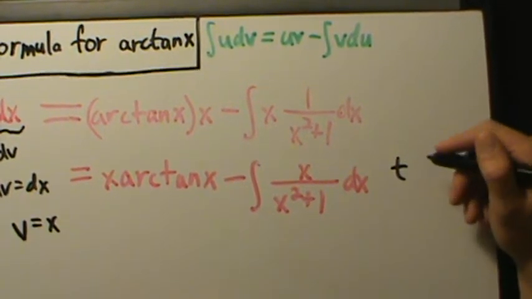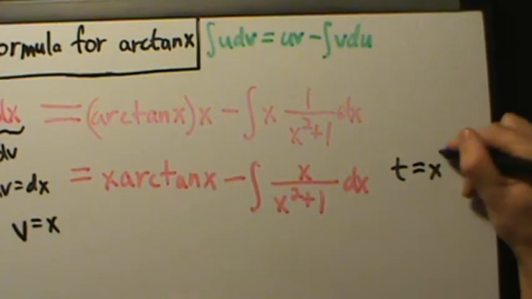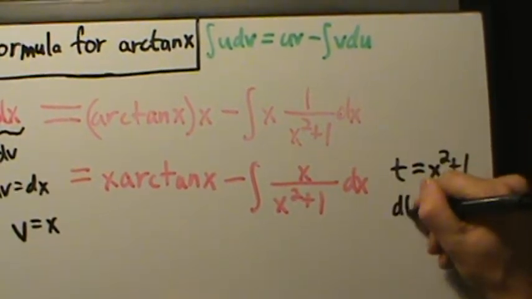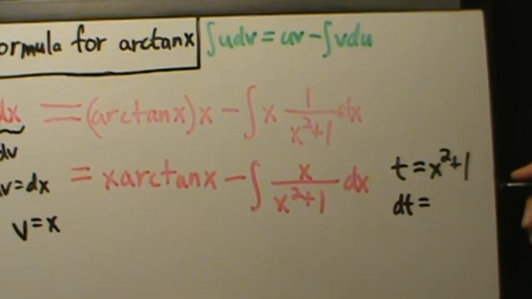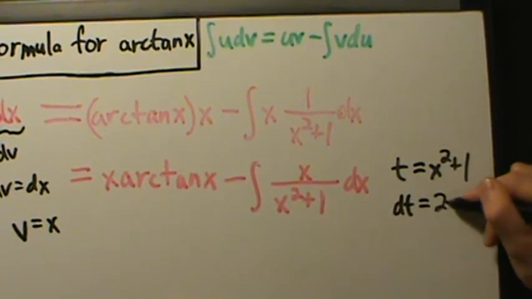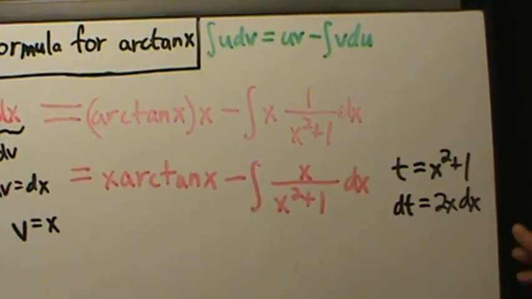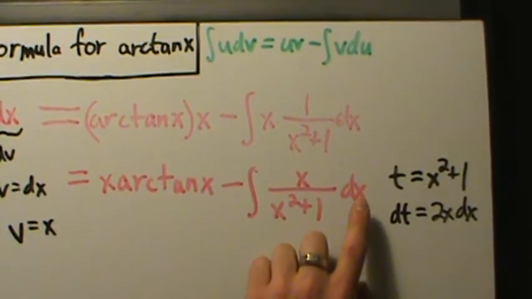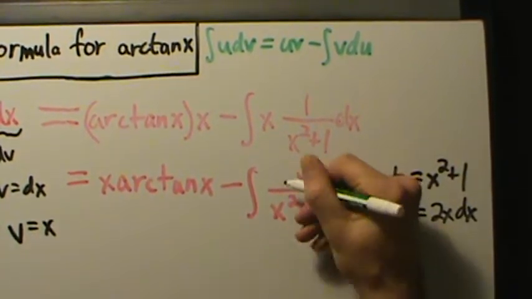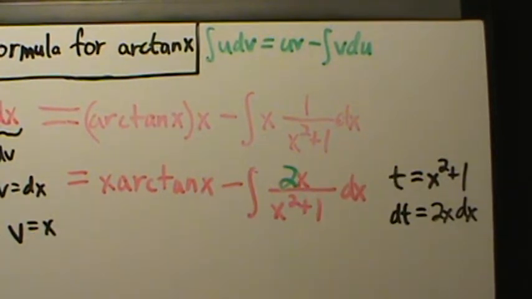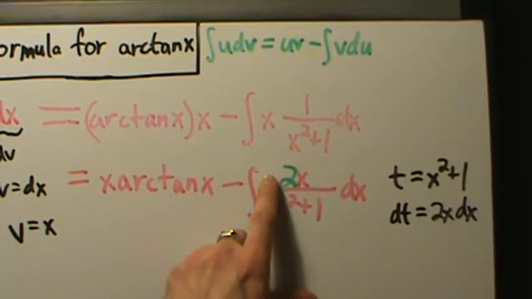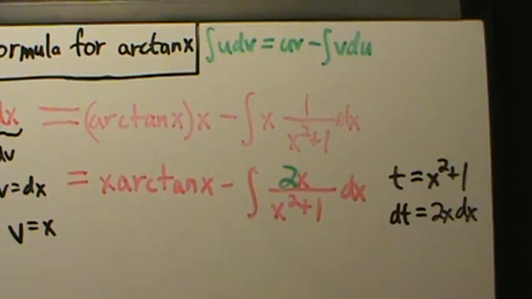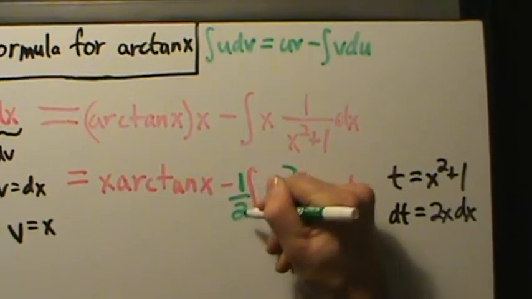So t equals x squared plus 1. So dt equals 2x dx. But again, I don't have 2x dx, I just have x dx. So let me slap on a 2 in here. Now I have 2x dx, but I just multiplied everything by 2, so that's not okay unless I divide everything by 2 also.